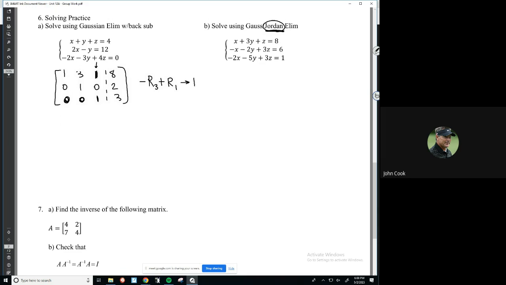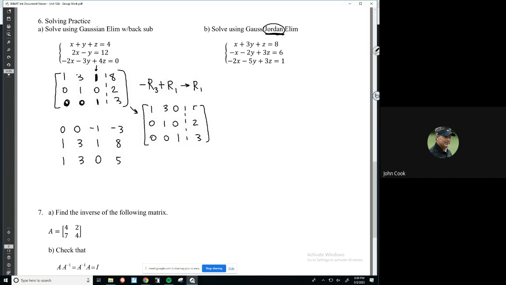I'm going to replace row 1 with that. So here's what I end up with. Row 2 and row 3 stay the same: 0, 1, 0, 2, 0, 0, 1, 3. Let's see what happens with row number 1. I do my algebra off to the side. I've got the negative of row 3, so that's -0, -0, -1, and -3. Then I add that onto row number 1: 1, 3, 1, 8. Here's what I get: 1, 3, 0, and 5.